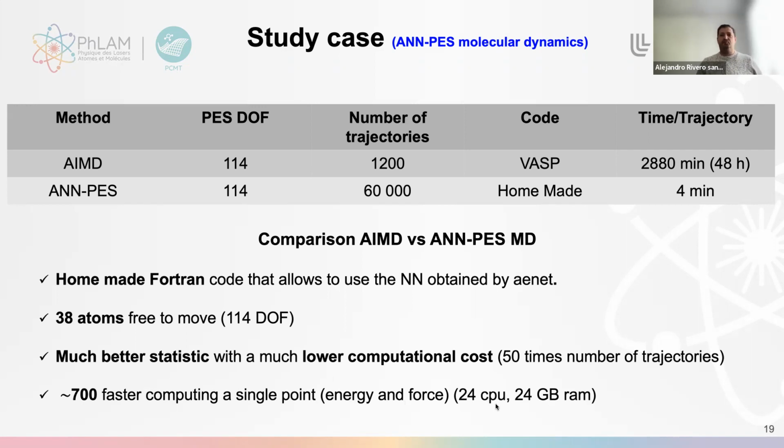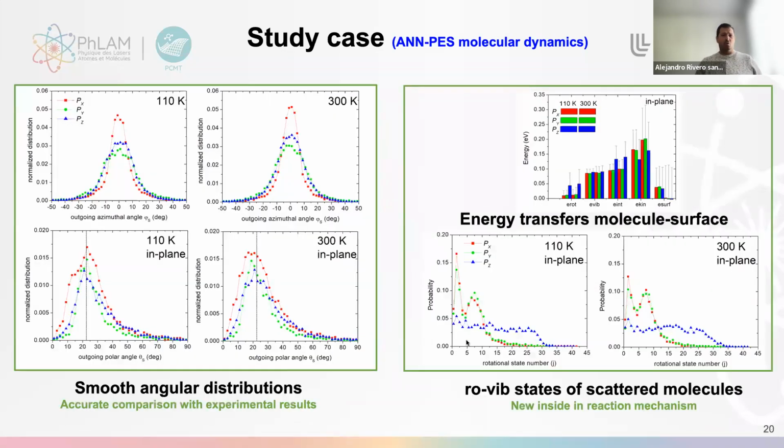I want to say that for my calculation I use 24 CPUs and 24 GB of RAM. So with this neural network, for sure, we can perform massive MD calculations and we obtain very good results. We obtain a small angular distribution that allows us to have accurate comparison with experimental results. We have the opportunity to obtain insight into the reaction mechanisms using the energy transfer that happens in the scattering processes. And also with this statistic, we are able to report the raw vibrational distribution of the scattered molecule after the collision with the graphite surface.